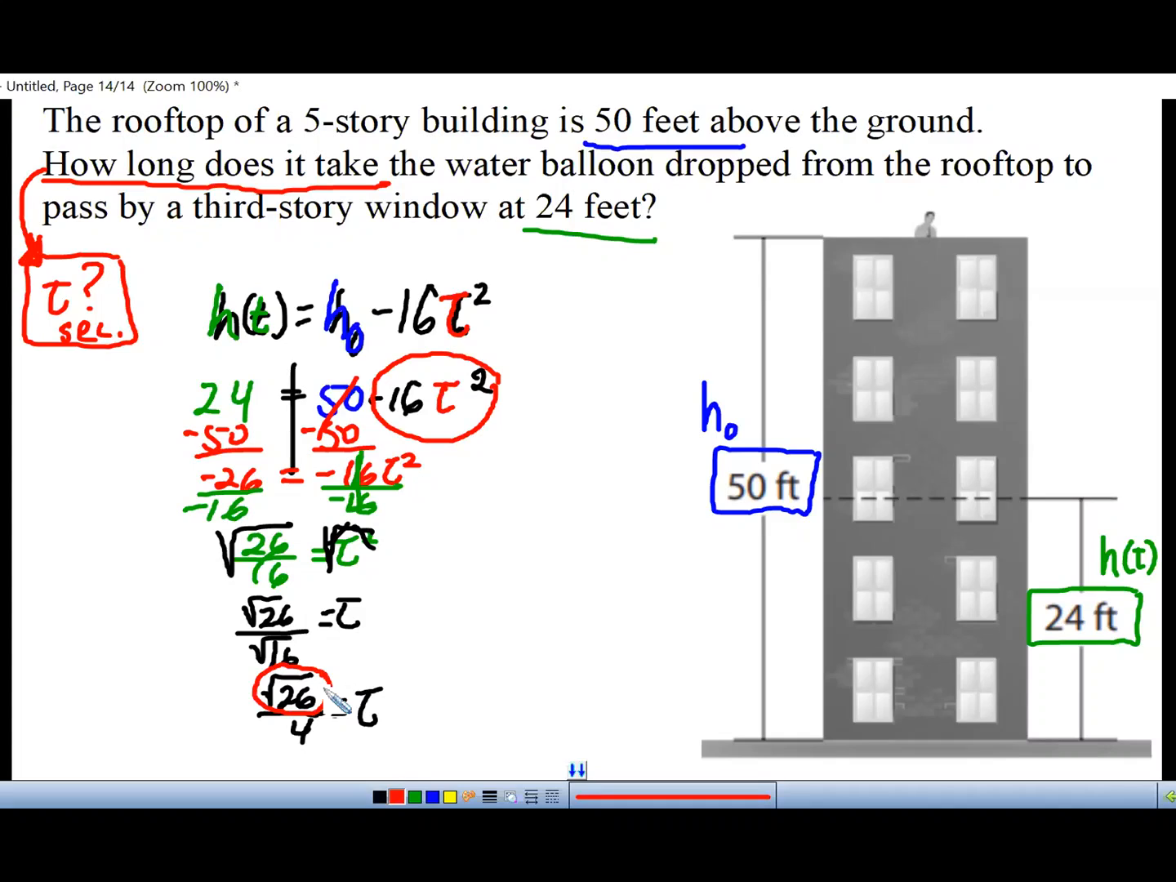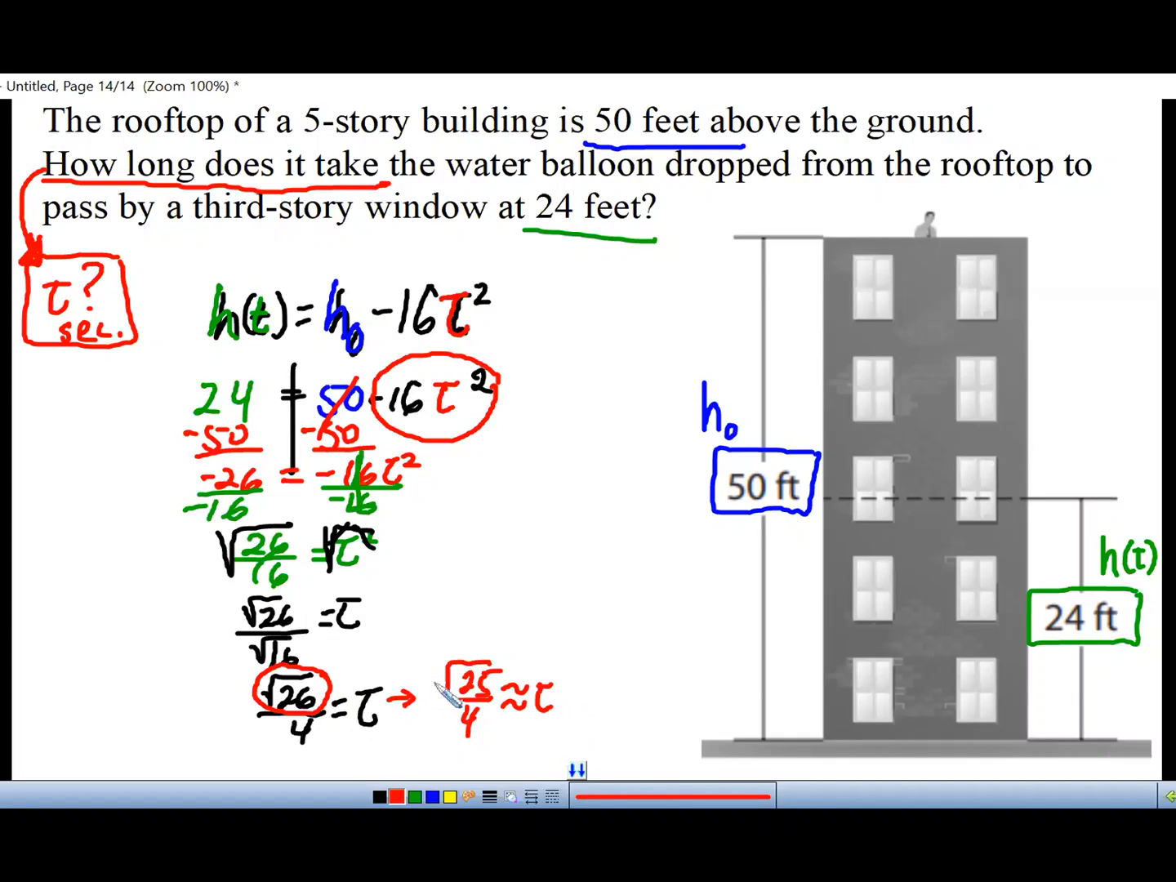What we're going to do next, we're going to approximate so that we can wrap our brain around what it is that we're looking at. So question, we can't take the square root of 26, but what number is close to 26 that we can take the square root of? 25. Yeah, so I'm going to rewrite this as square root of 25 over 4, and now instead of being equal, because equal means that it's exact, I'm going to write approximately, put the wiggles on like that, equals t. Does that make sense? So we're approximating so we can make sense out of what we're looking at.